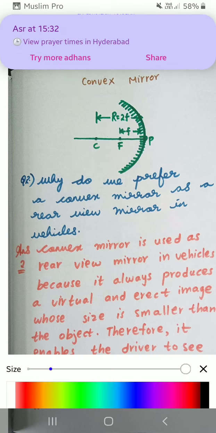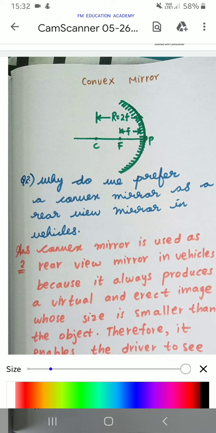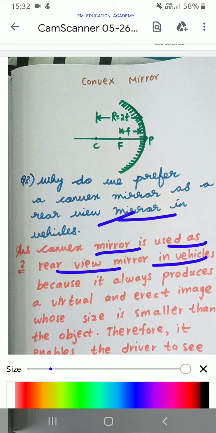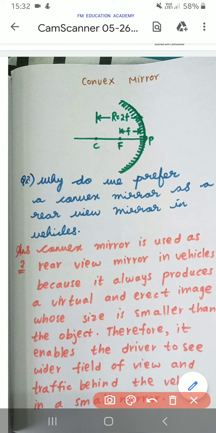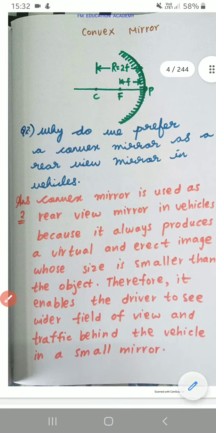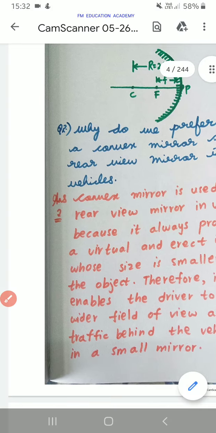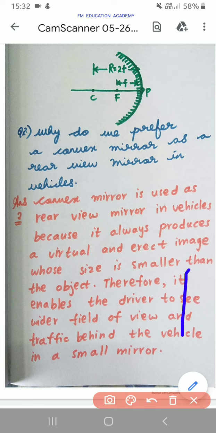Another important question is: why is a convex mirror used as a rear view mirror in vehicles? A convex mirror is used as a rear view mirror in vehicles because it always produces a virtual and erect image whose size is smaller than the object. So if the image is smaller than the object and appears in the mirror, it will enable the driver to see a wider field of view and the traffic behind the vehicle in a small mirror.